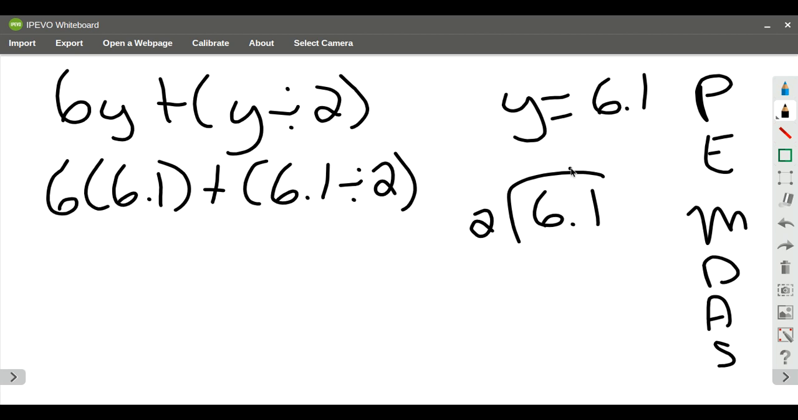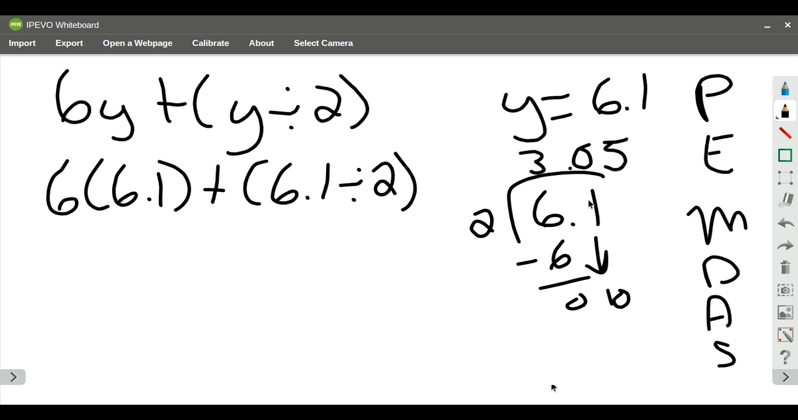Bring my decimal straight up. 2 goes into 6 3 times. That's 6. I subtract. I have 0. Next step is to bring down the 1. 2 goes into 1 0 times. So I need to go ahead and put a 0 here, and then I can add a 0. So 2 is going to go into 10 5 times. So my answer is going to be 3.05.